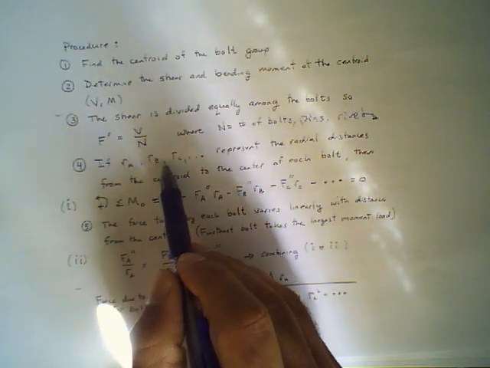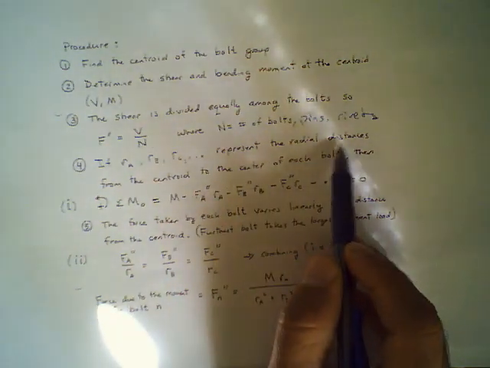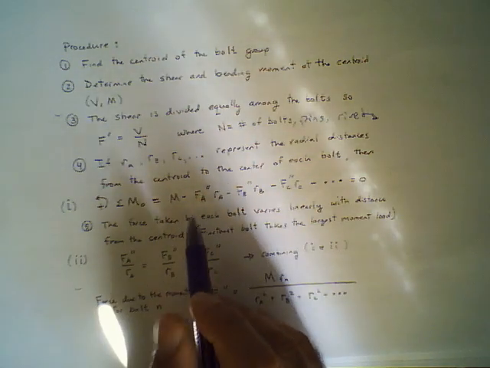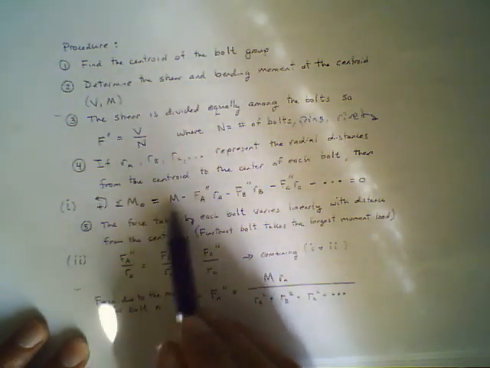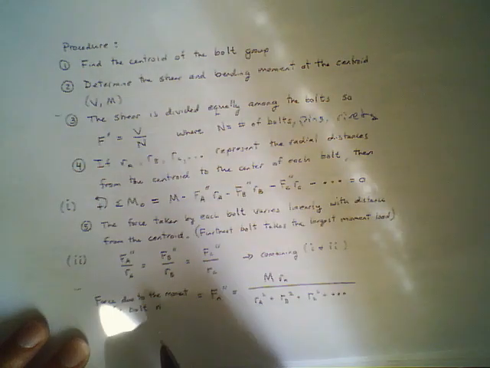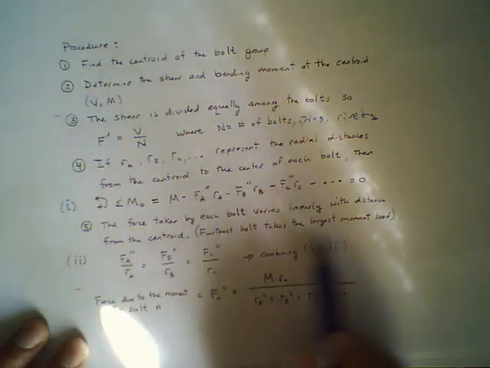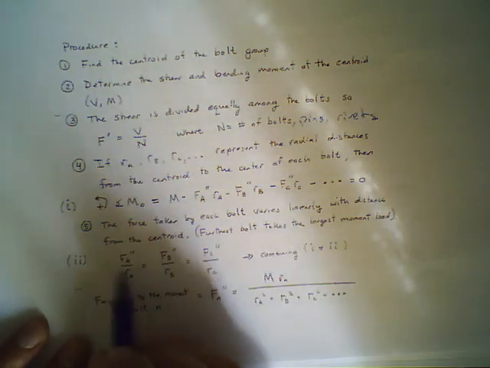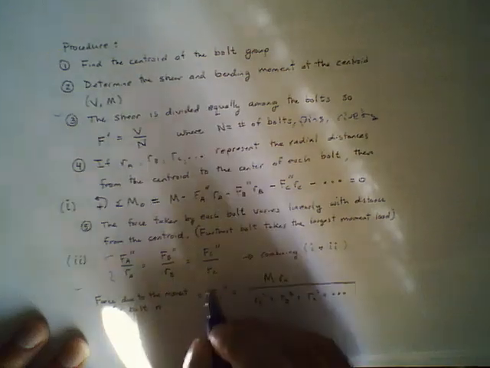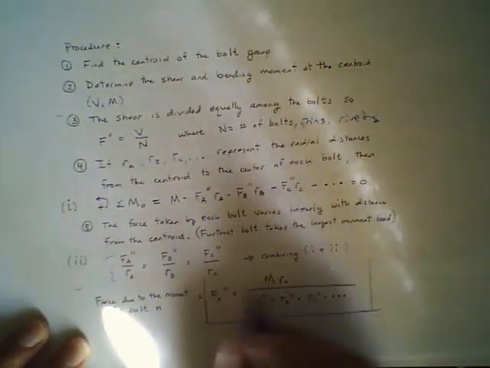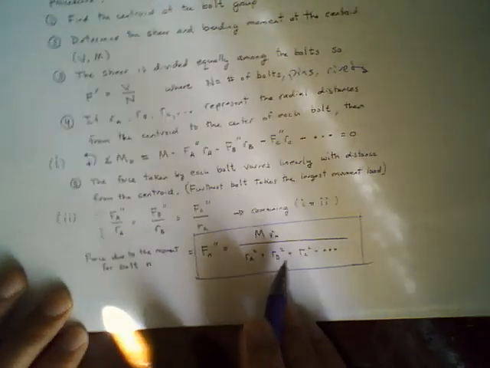If RA, RB, RC basically represent the distances between each bolt and the centroid, then the moment is going to be equal to this. What we really assume is that the further you are, the larger the force you're going to see. So this is an assumption that we make. But ultimately, I want you guys to write down and remember this equation.